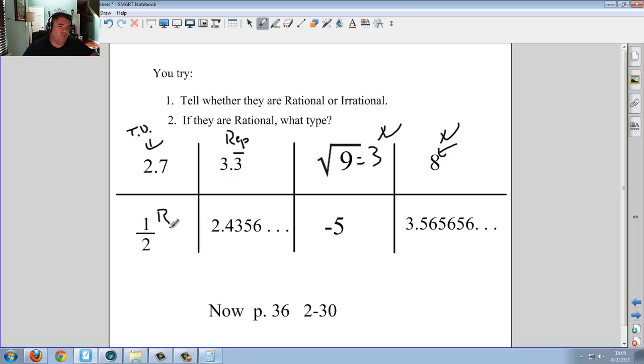1/2 is a rational number. 2.4356, blah, blah, blah, not really a pattern. So that is an irrational. -5 is an integer. Why integer? Because it's a negative. Whole number, yes, but it's negative, so it's an integer. And 3.565656 is a repeating decimal, as it does repeat over and over and over.